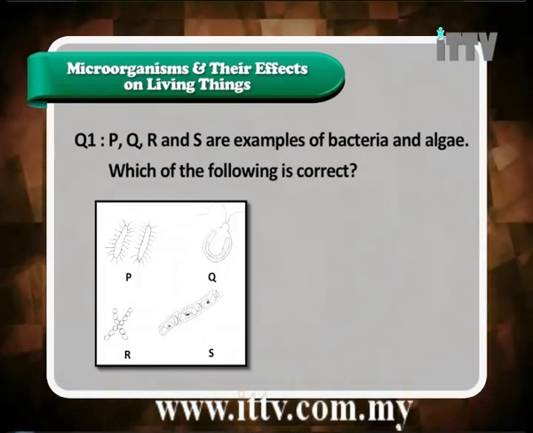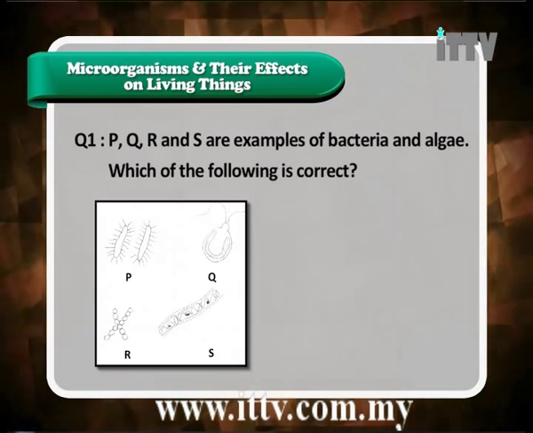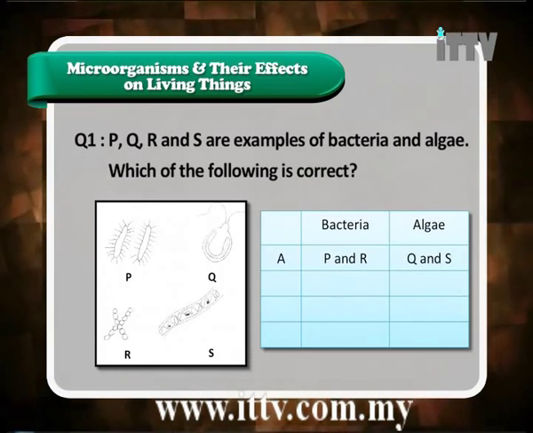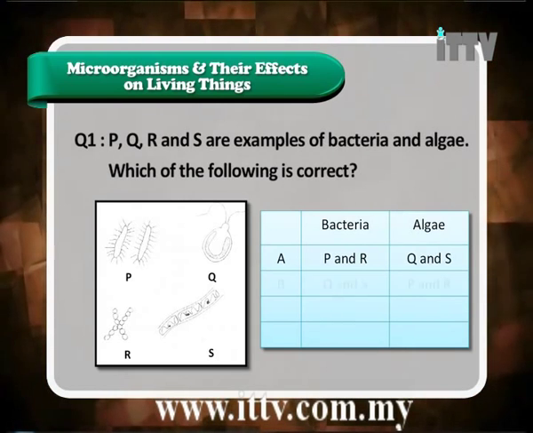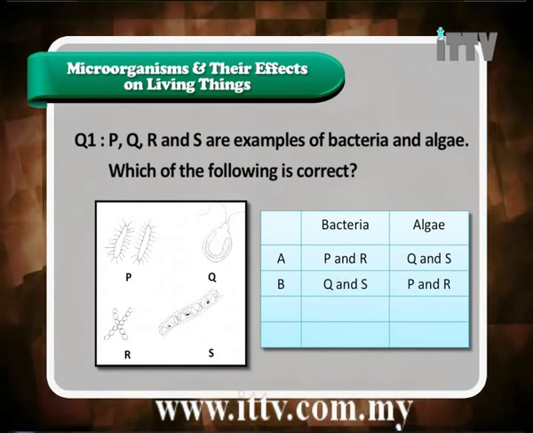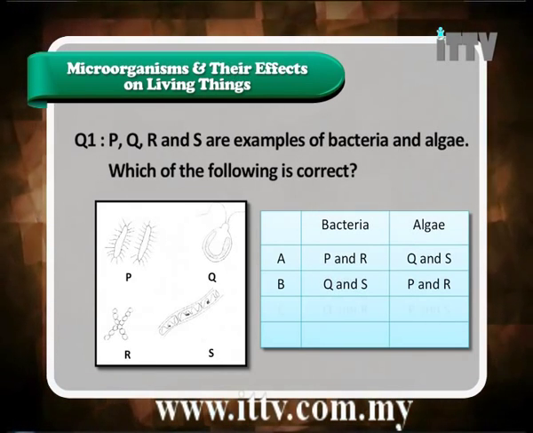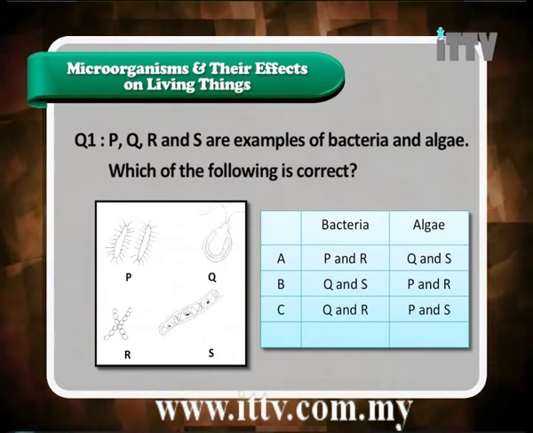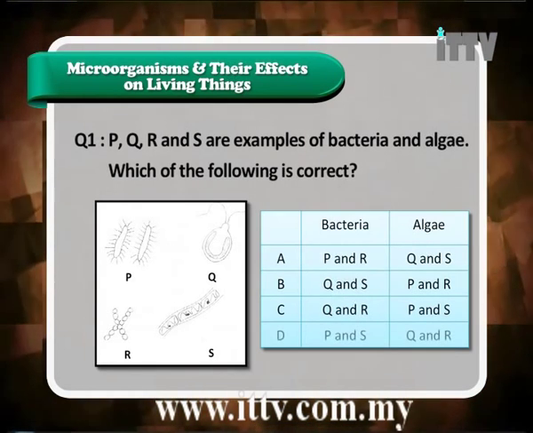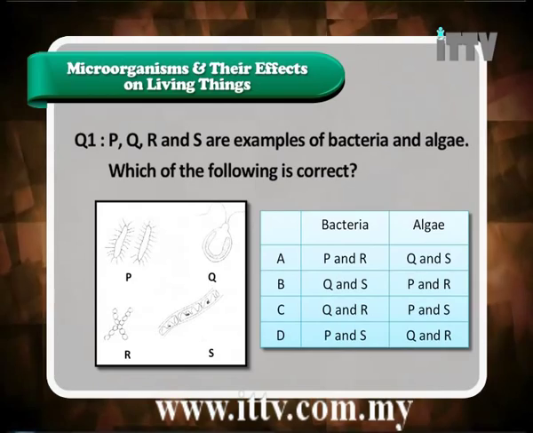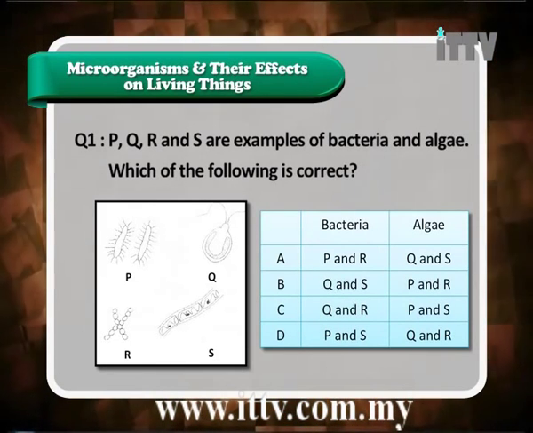P, Q, R, and S are examples of bacteria and algae. Which of the following is correct? A, bacteria is P and R, while algae is Q and S. B, bacteria Q and S, while algae P and R. C, bacteria Q and R and algae P and S. D, bacteria P and S and algae Q and R.